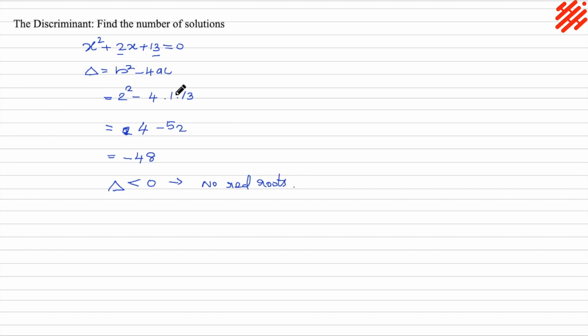So it does not have any real roots, but it has imaginary roots. How to find the imaginary roots? To find any root, we have to follow this formula: x equals minus b plus or minus root b squared minus 4ac, divided by 2a, equals minus 2 plus or minus root 2 squared minus 4 times 1 times 13, divided by 2a.